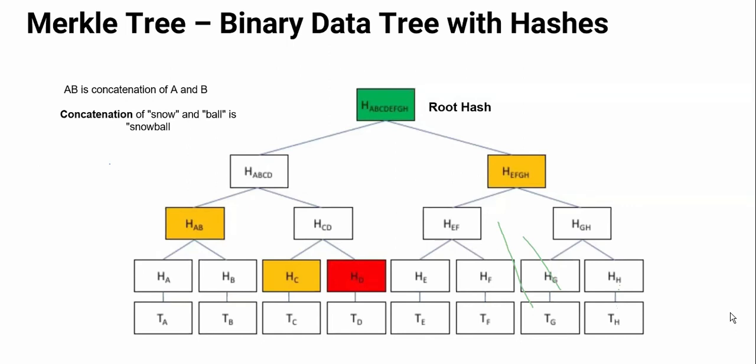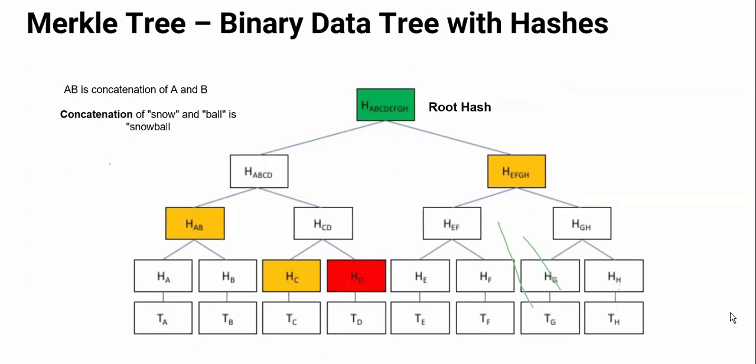So how do you get h of ab? You take h of a, which is a string, and h of b, which is a string. You take the concatenation of the two strings, and then take the hash. That's how you get h sub ab. Similarly, you take h of c and h of d, which are two strings, put them together, take the hash, and get h of cd, and so forth.